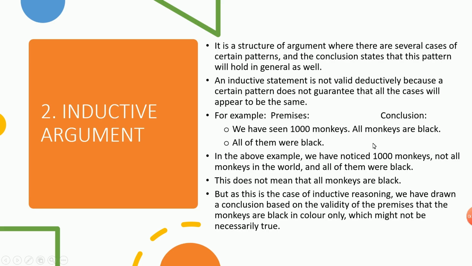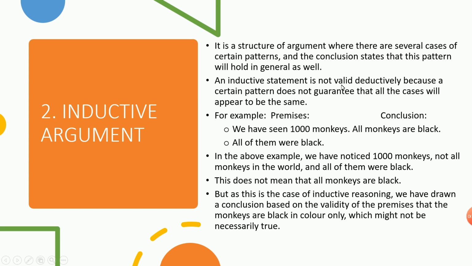But what is the reality? All monkeys cannot be black. So this does not mean that all monkeys are black, but this is the case of inductive reasoning. We have drawn a conclusion based on the premises that monkeys are black in color only, which might not necessarily be true. They have seen 1000 monkeys. Other than these 1000 monkeys, there could be other monkeys, and they could be in different colors also. But here they are arriving at a certain conclusion. So this is the inductive argument.